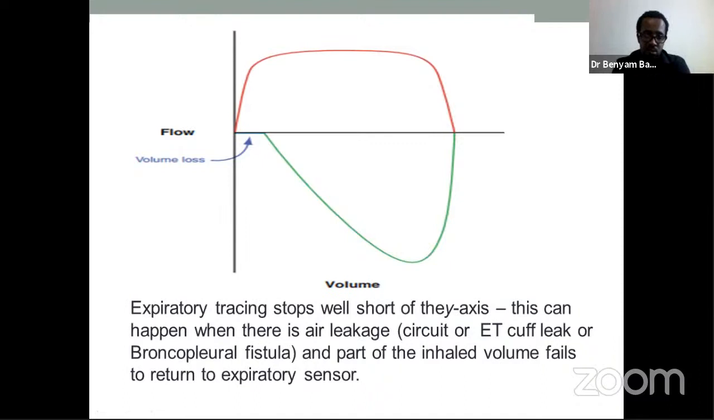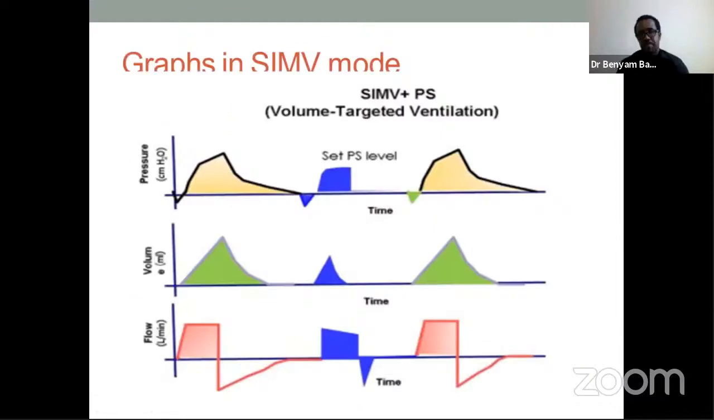So in general, there is leakage. The inhaled volume will not be returning to the expiratory sensor, so the inhaled volume and expiratory volume have a difference. Whenever they have a difference, we consider volume loss. So this is a graph on SIMV mode.